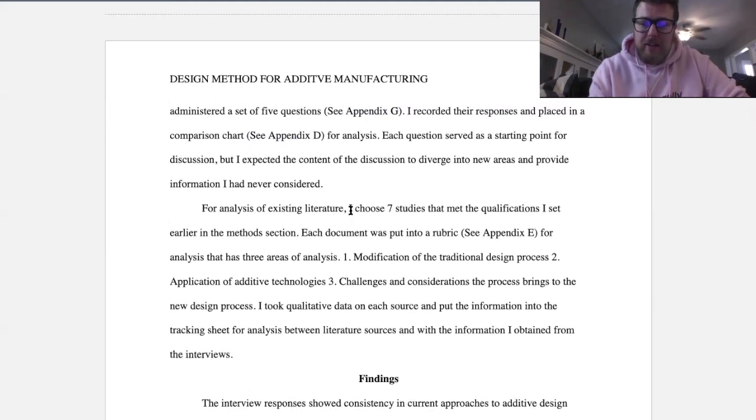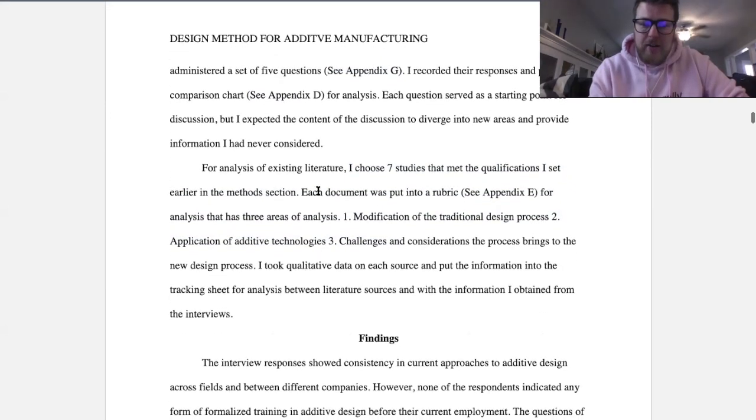For analysis of existing literature, I chose 7 studies that met the qualifications I set earlier in the methods section. Each document was put into a rubric, see Appendix E, for analysis that has 3 areas of analysis. 1, modification of the traditional design process. 2, application of additive technologies. And 3, challenges and considerations the process brings to the new design process. I took qualitative data on each source and put the information into the tracking sheet for analysis between literature sources and with the information I obtained from the interviews.